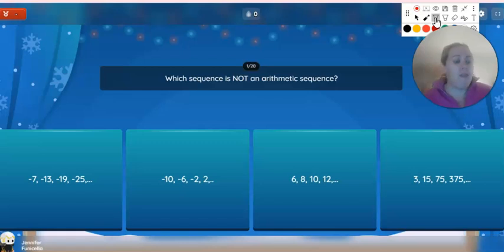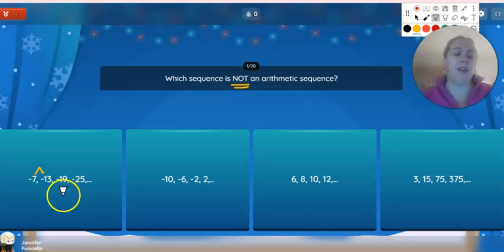For the next 15 or so minutes we're going to be looking at this Quizizz activity, at least part 1. And this is asking which sequence is not an arithmetic sequence. So remember, to be an arithmetic sequence we have to be adding that same number each time.